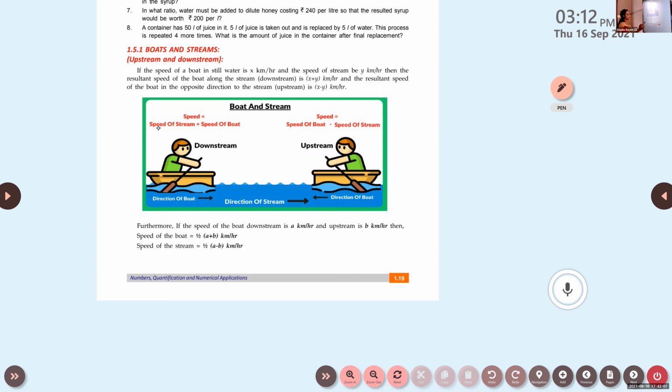So if the downstream speed of the boat is A kilometer per hour and upstream speed is B kilometer per hour, then the speed of the boat is half into A plus B. And what is the speed of the stream? Half into A minus B. So this is the formula. This formula we have learned in our textbook. Take the next page: boats and streams, upstream and downstream.